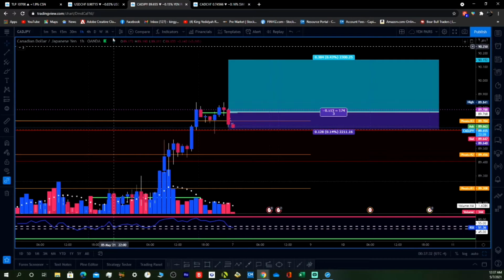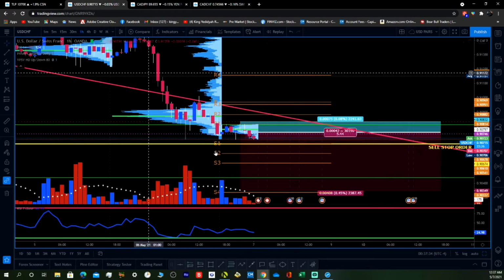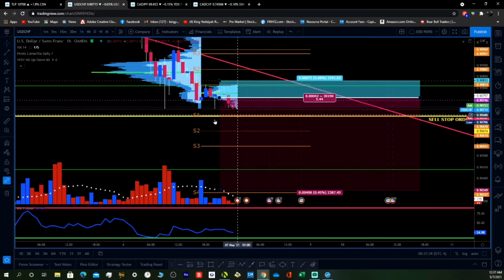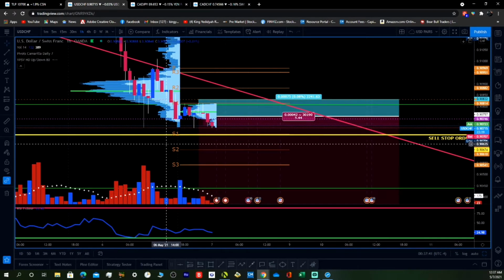and USD Swiss. Let's go back to that. And USD Swiss isn't looking bad at all. This one looking like it's making progress, you know what I'm saying?